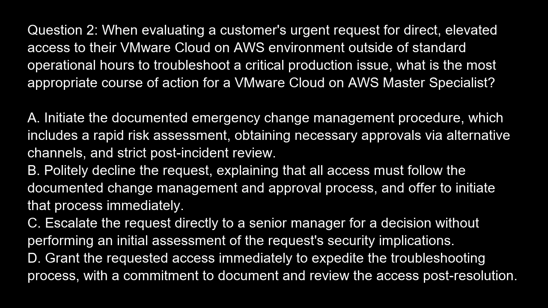Initiate the documented emergency change management procedure, which includes a rapid risk assessment, obtaining necessary approvals via alternative channels and strict post-incident review. Option B. Politely decline the request, explaining that all access must follow the documented change management and approval process, and offer to initiate that process immediately. Option C.